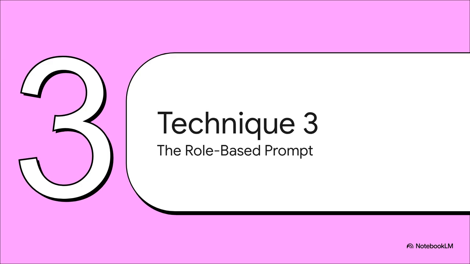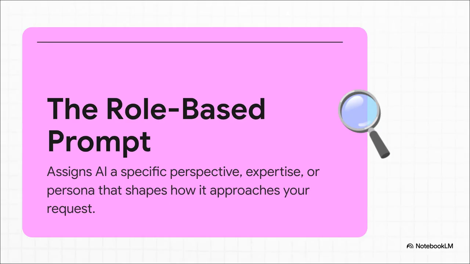All right, technique number 3. This is where things get really, really strategic. We're moving beyond just getting content written for us and starting to unlock some genuine insights. Let's talk about the role-based prompt. The big idea here, the absolute game changer, is that you're telling the AI who to be. It's like giving it a job title. So you're not just asking a generic question anymore. You're asking a specific expert for their unique point of view. And trust me, that fundamentally changes the quality and the angle of the answer you get back.